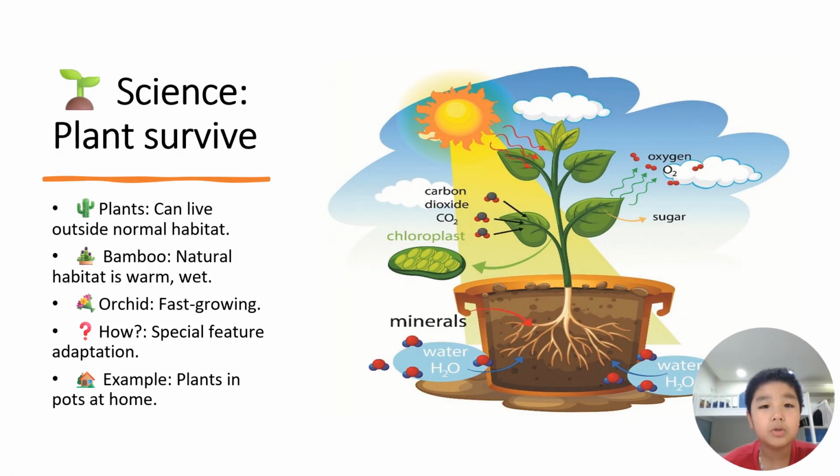Just like animals, plants are also able to live outside their normal habitat, and of course they need to adapt too. These plants all have special features that allow them to survive. We can see plants in pots in our house as well.